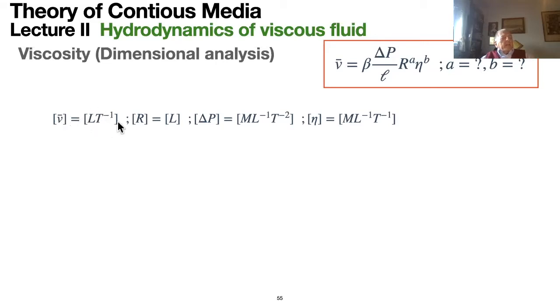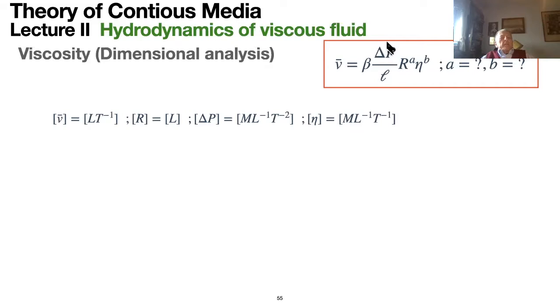So that is exactly what is on the left side of our equation. And now we have to do the analysis of the right side. Beta is a dimensionless number, so there's nothing we can say about it.